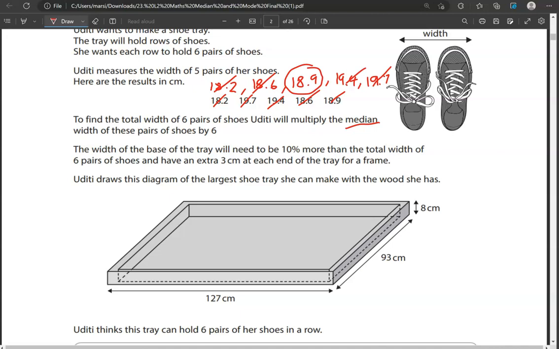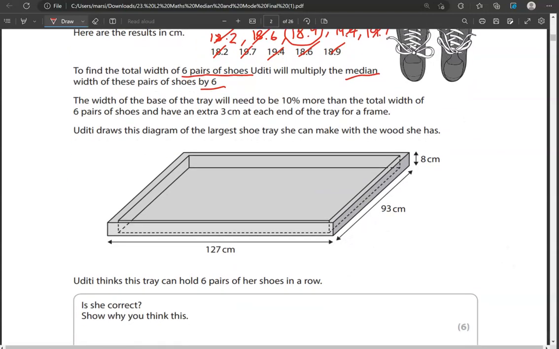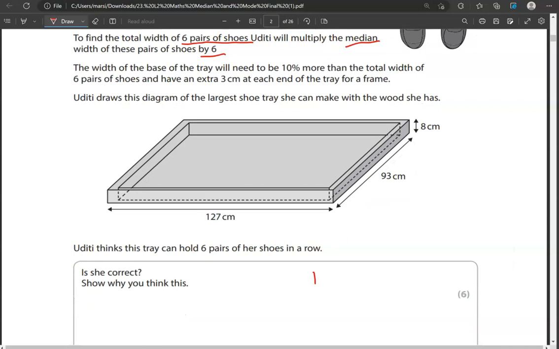To find the total width of 6 pairs of shoes, Udity will multiply the median width of these pairs of shoes by 6. So we're going to do 18.9 times 6. 6 times 9 is 54, so we'll put 4 down and 5 carried over. 6 times 8 is 48, and the 5 makes 53, so 3 down, 5 carried over. 6 times 1 is 6, and the 5 is 11.